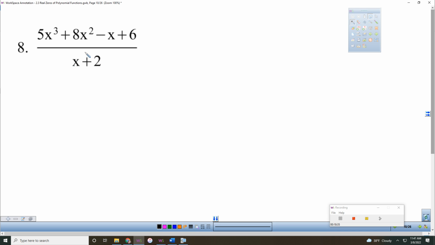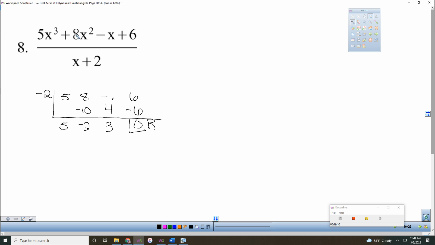So if I set this equal to 0, I'm going to get a negative 2. I'm starting with x to the 3rd, so I should have everything that comes after that: x squared, x to the 1st, no x. So I've got 5, 8, negative 1, and 6. So I drop the 5 and multiply. That gives me negative 10 plus 8, which is negative 2, times negative 2 is 4, plus 1 is 3, times negative 2 is negative 6, plus 6, which gives me 0. So I don't have a remainder.